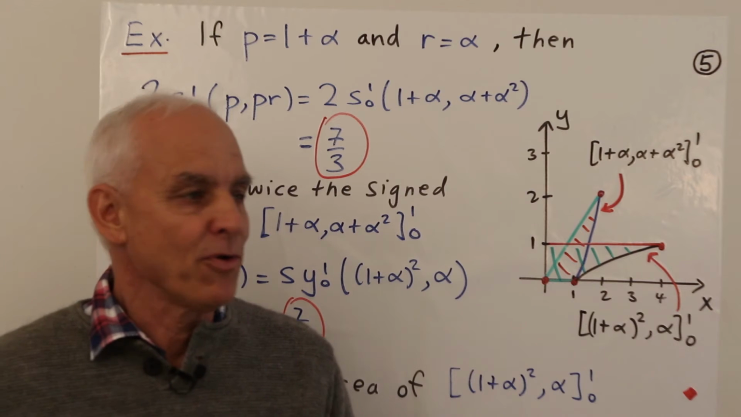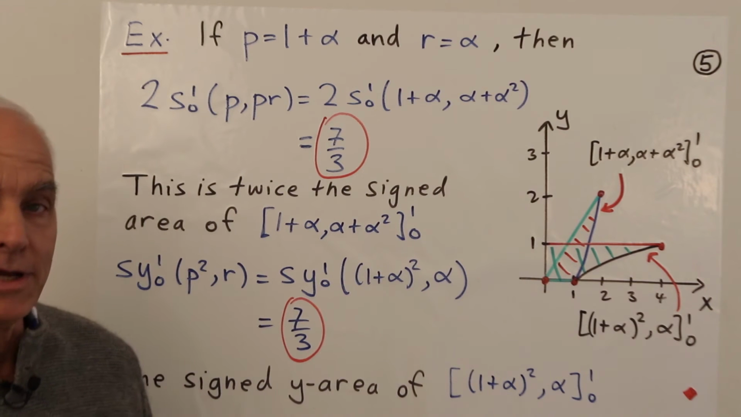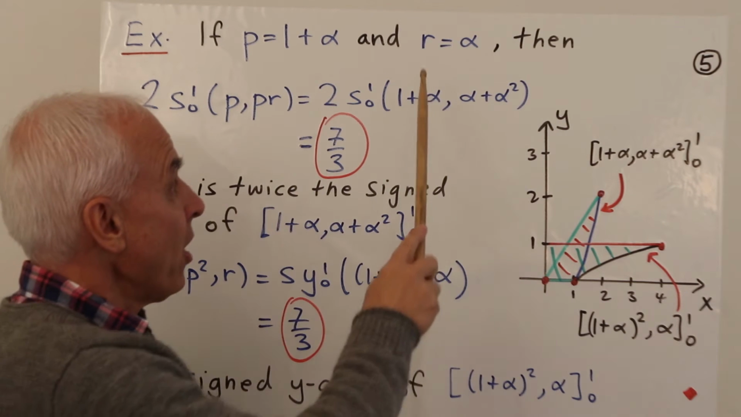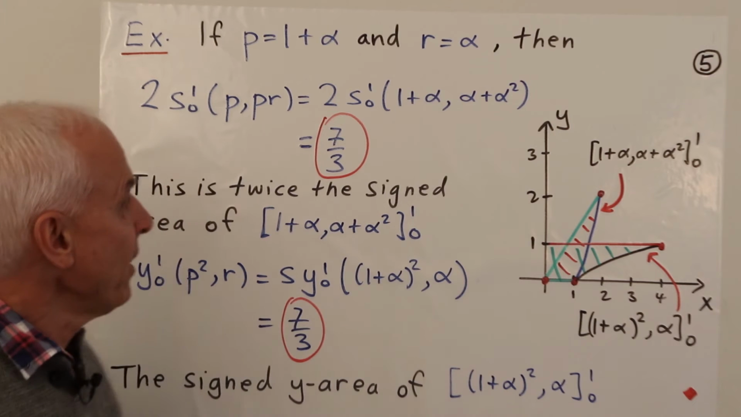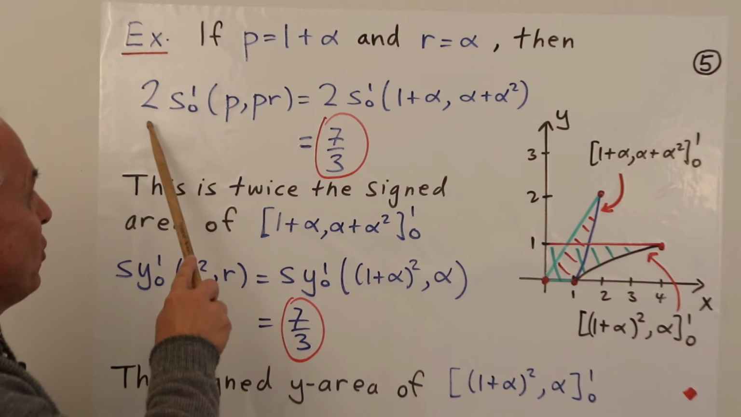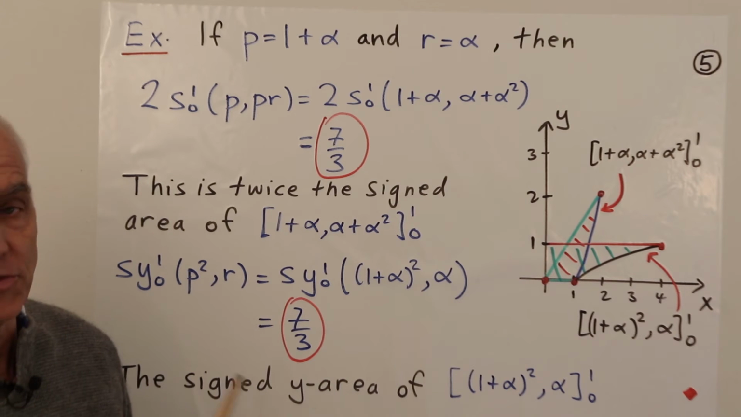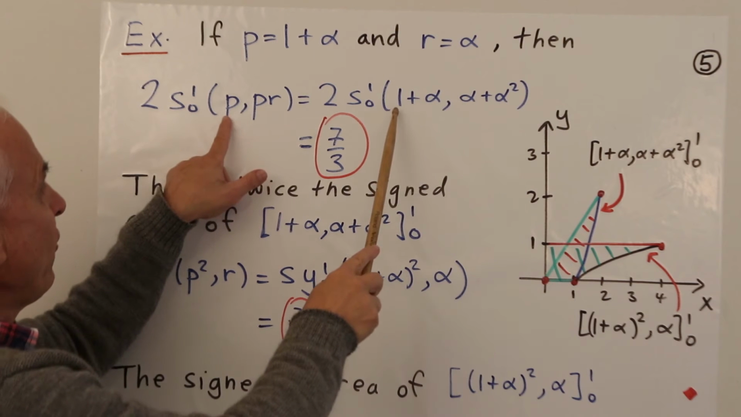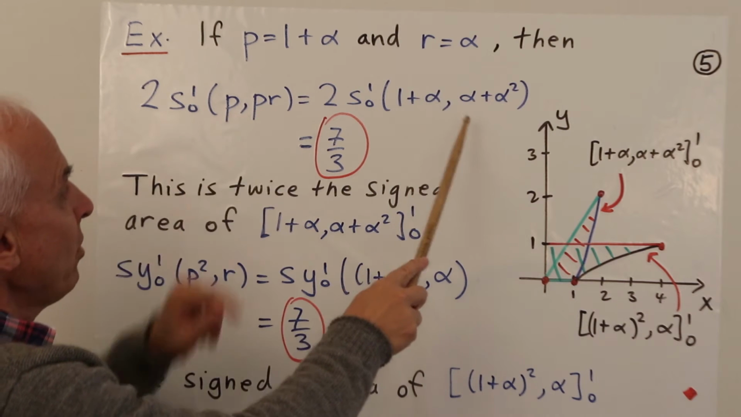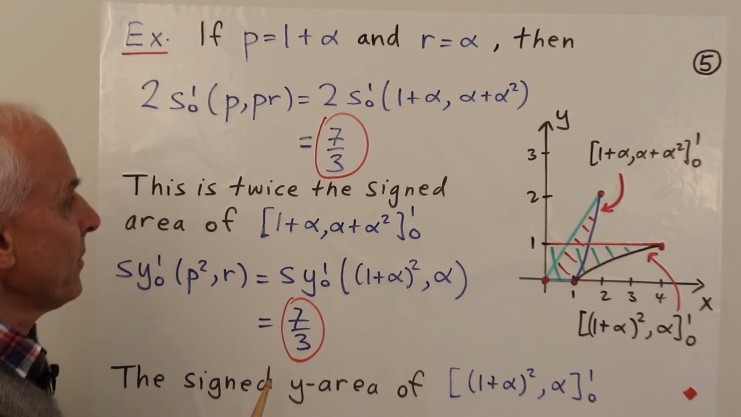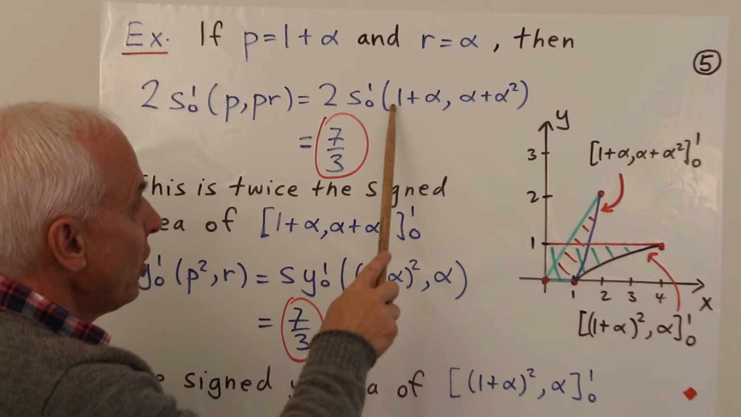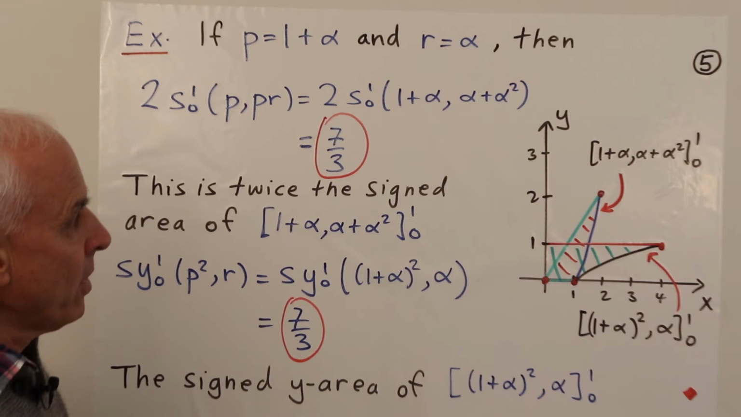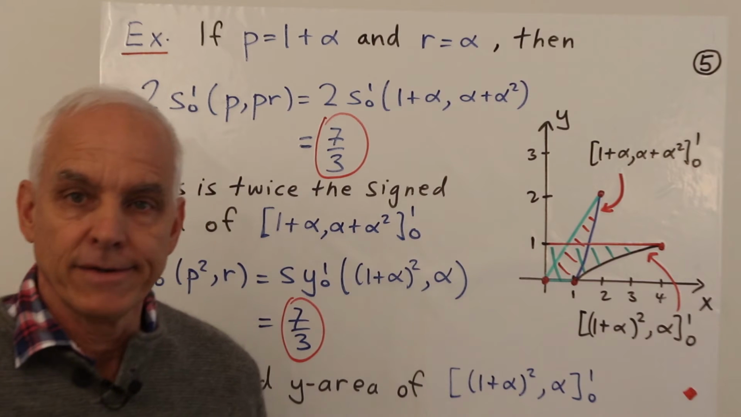All right, so let me give you an example of this transmutation theorem in action. Let's choose p to be the polynumber 1 plus alpha, and r to be simply alpha. Then, on one side, we have 2 times the signed integral, let's say from 0 to 1 to keep things simple, of p, pr. So p is 1 plus alpha, and p times r will be alpha plus alpha squared. So we're talking about 2 times the signed area of this curve, 1 plus alpha, alpha plus alpha squared. Well, this is a quadratic curve.